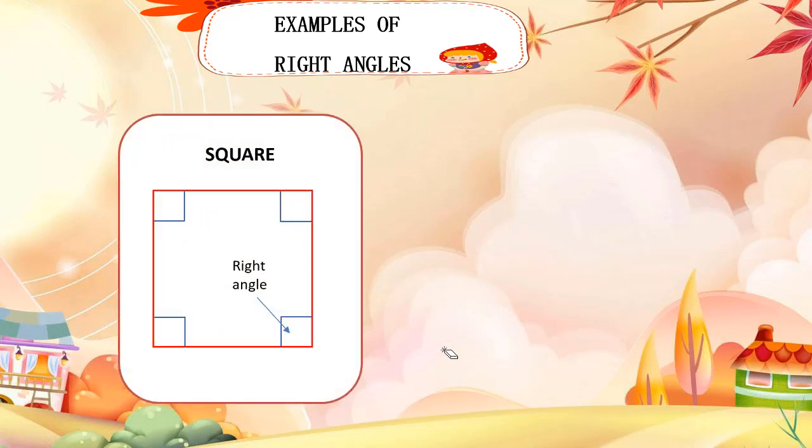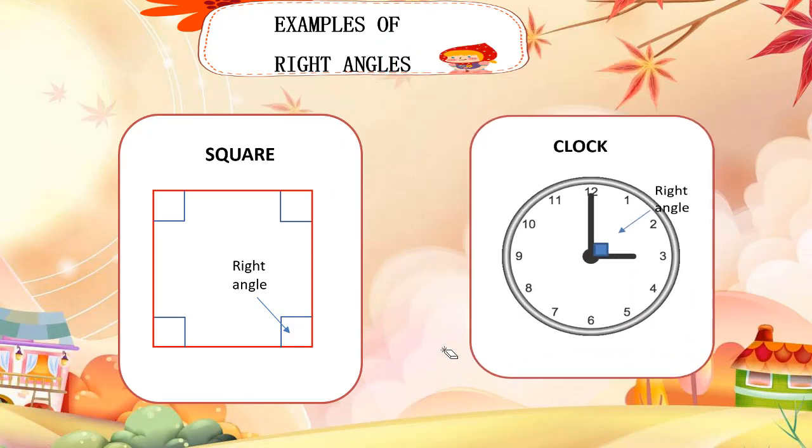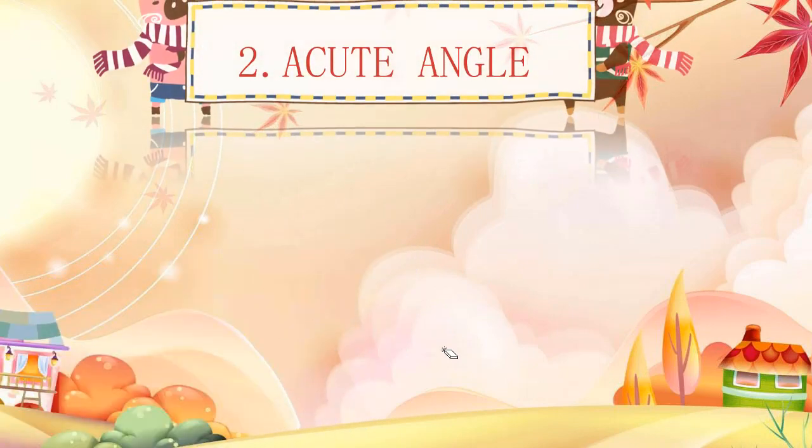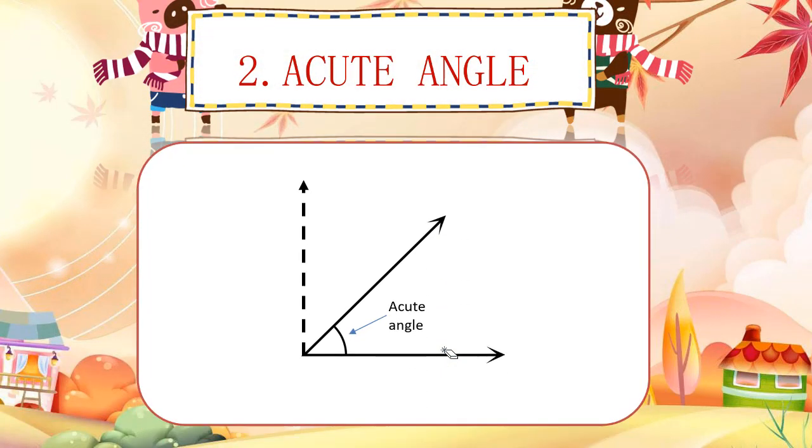So let's have a look at examples of right angles. First, a square. As you can see here, the four sides of the square create four right angles. And the clock: the hands of the clock at 3 o'clock also create a right angle.